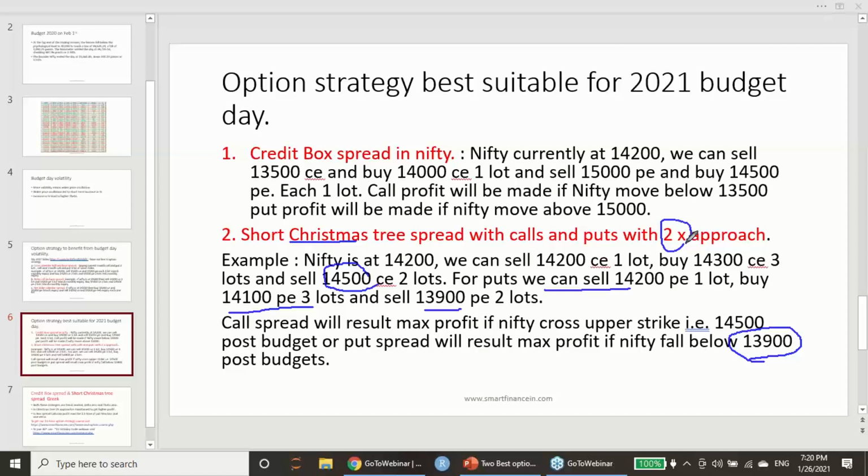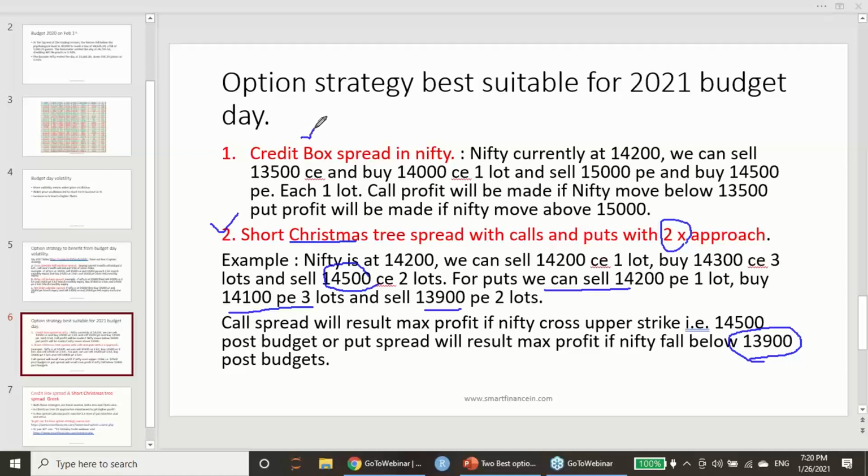So by this process, I am just inducing some amount of delta into the strategy so that my profit can be enhanced, improved, or be more. So for that reason only, this is the time the short Christmas tree strategy can be applied.